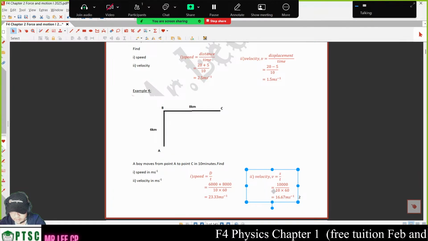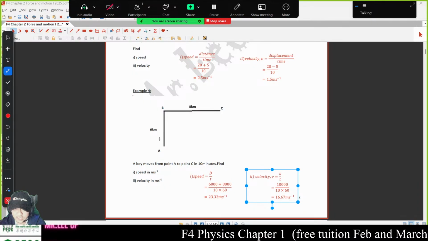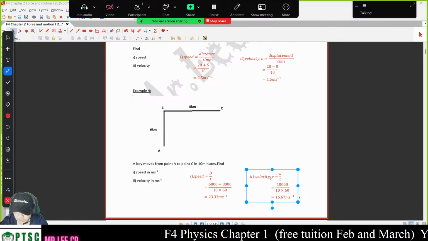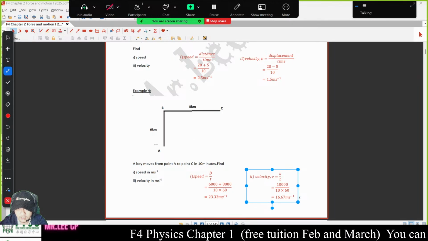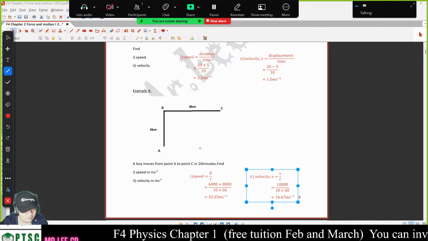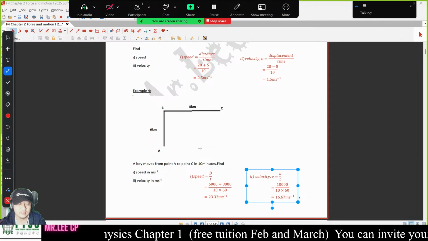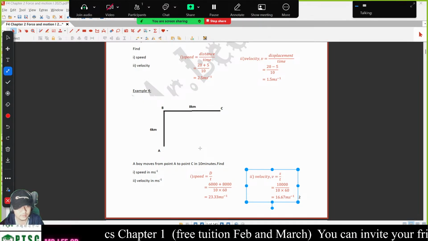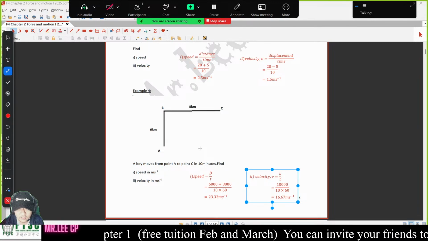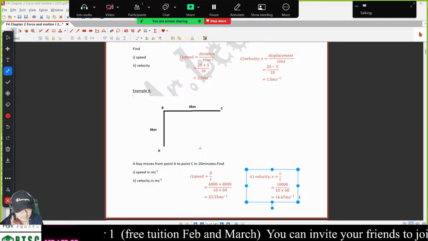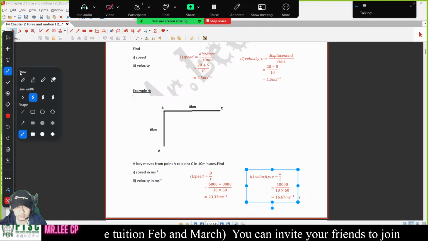Okay. Now, most of the time, the question will say, where is the direction? So velocity, because it has direction, you need to say it is to north, to south, to east, to west, to northeast, to northwest. Sometimes they'll come this way. But normally, no. They will ask you how much is the value of the velocity only, you just write the number in. But if the question asks, then you need to tell them the direction.